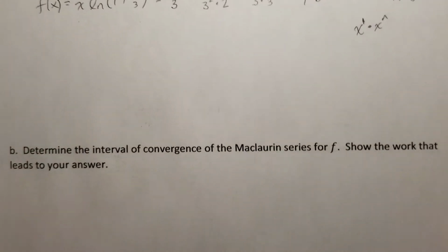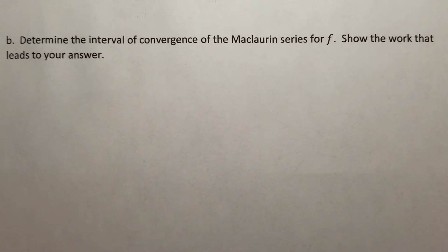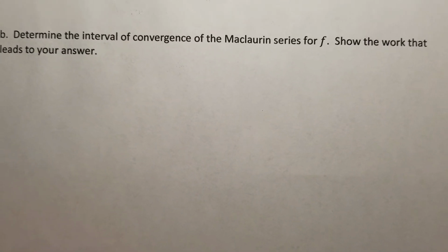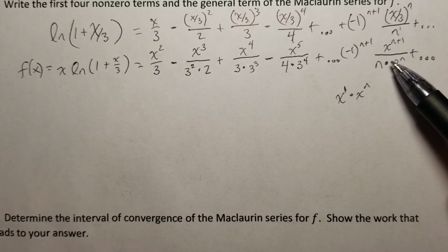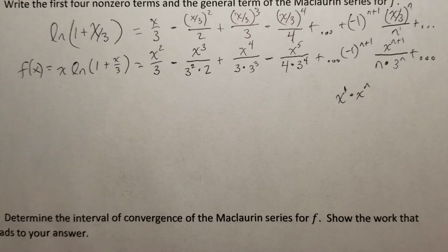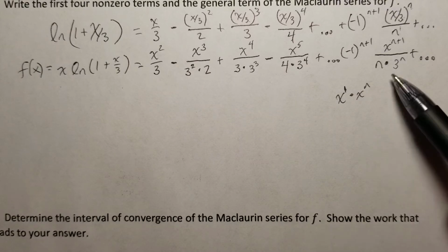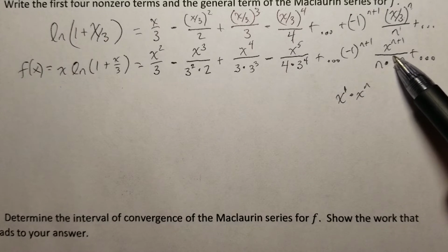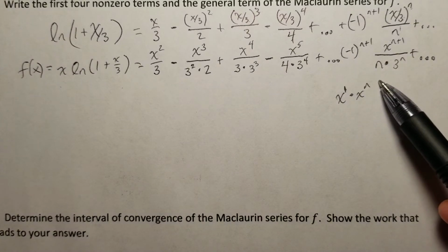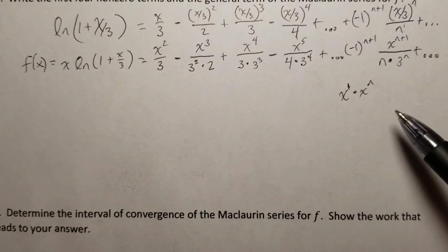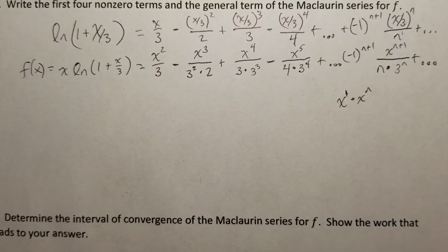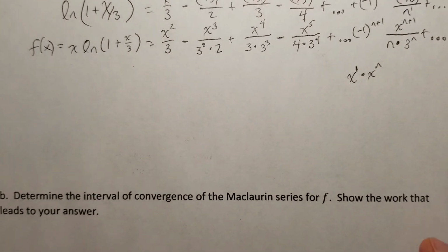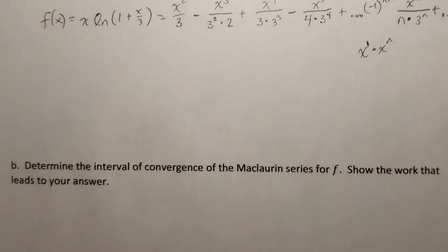So let's go ahead and jump down into that one. It says, determine the interval of convergence of the Maclaurin series for F. Show the work that leads to your answer. So, interval of convergence for F means I want to run the ratio test on this general term right here. So to run the ratio test, I'm going to take the limit as n goes to infinity of the absolute value. So when I start my ratio test down in letter B, the absolute value of my alternator is going to be turning all of my terms positive. So I'm just going to leave off my alternator when I write it down here.